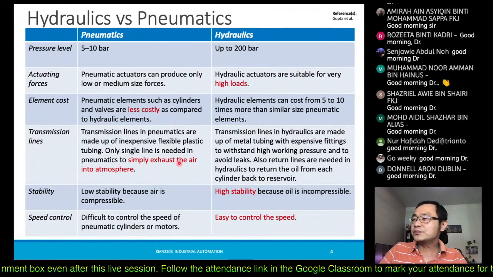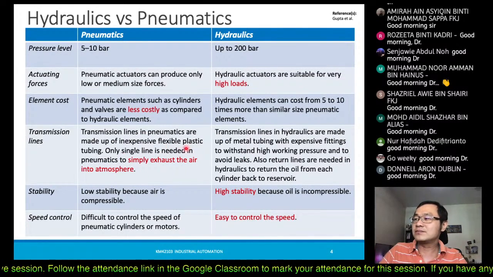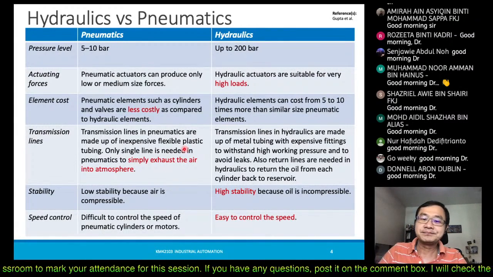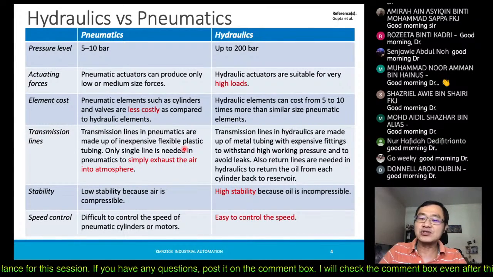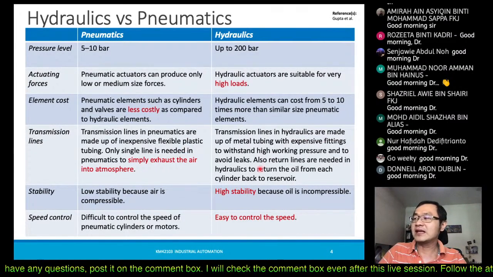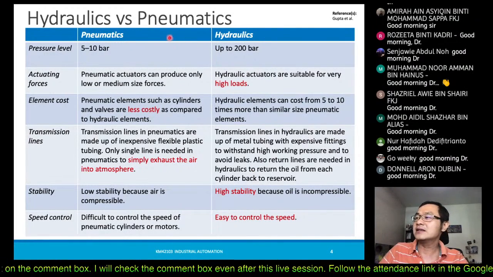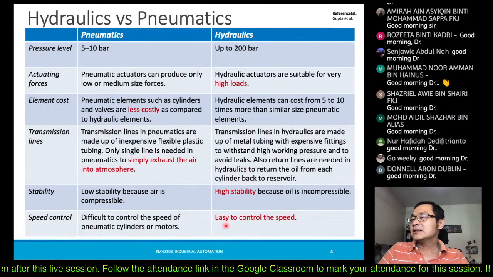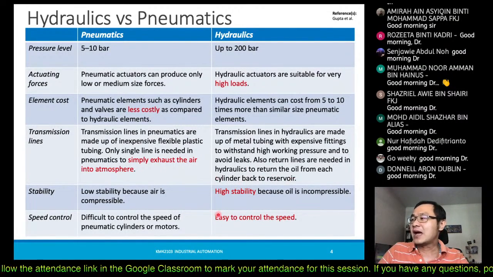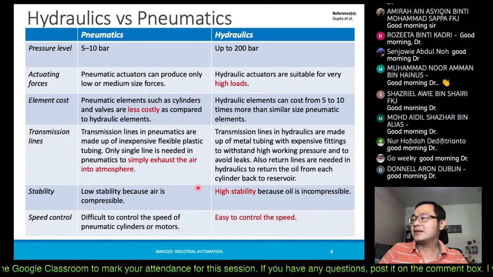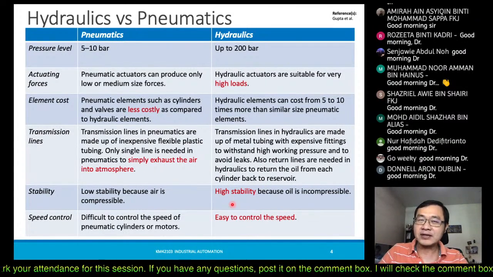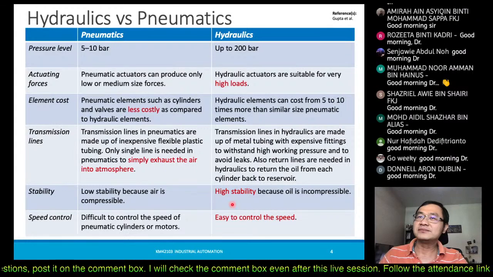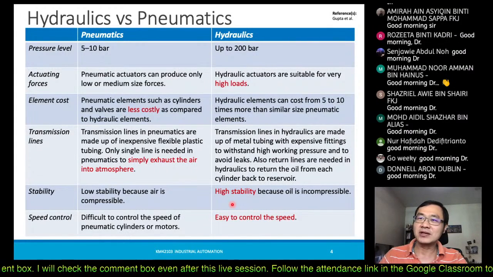And those would also include cheaper tubing and so on. We don't need expensive fittings in order to work at very high pressures. But at the expense of that, the hydraulic will have a higher stability because it's not compressible. That's why the position or the movement is more stable.